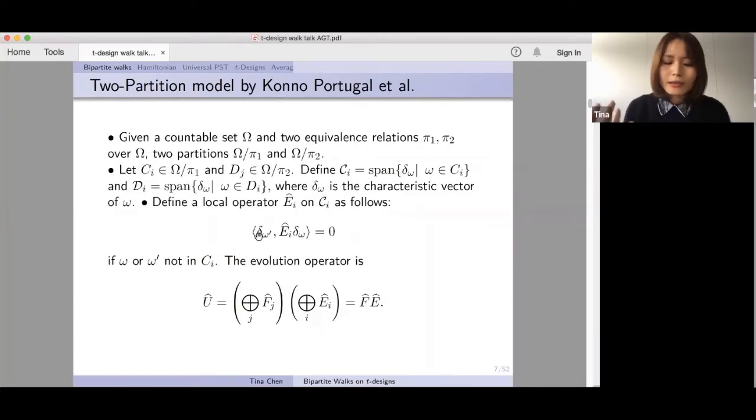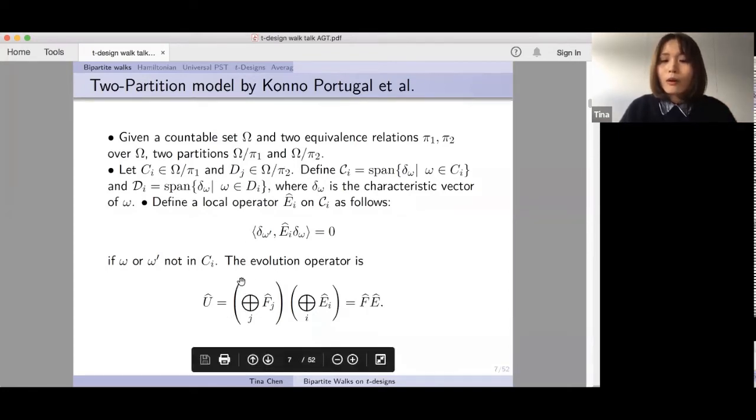The basic framework is that you have a countable set omega, and then you define two equivalence relations, pi 1 and pi 2, and based on those two equivalence relations, you define two partitions, omega over pi 1 and omega over pi 2. Then you define local operators on each cell of your partitions, and take the direct sum of those local operators, and then you get two operators on your whole state space. You take the product of those two, and you get the evolution operator.